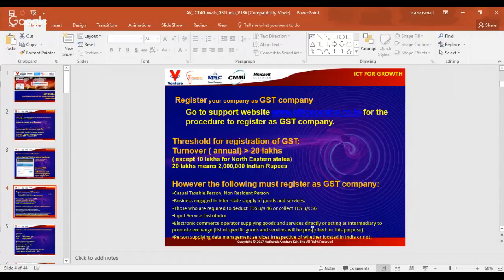Like I told you before, if you haven't registered your company as a GST company, then you try to go to our website to look at the procedure on how to register your company as a GST company. And then you know that if your turnover is more than 20 lakhs, then you must register as a GST company. If your company is doing business, then you must register as the GST company. There are some other terms why you should register as a GST company in the list.